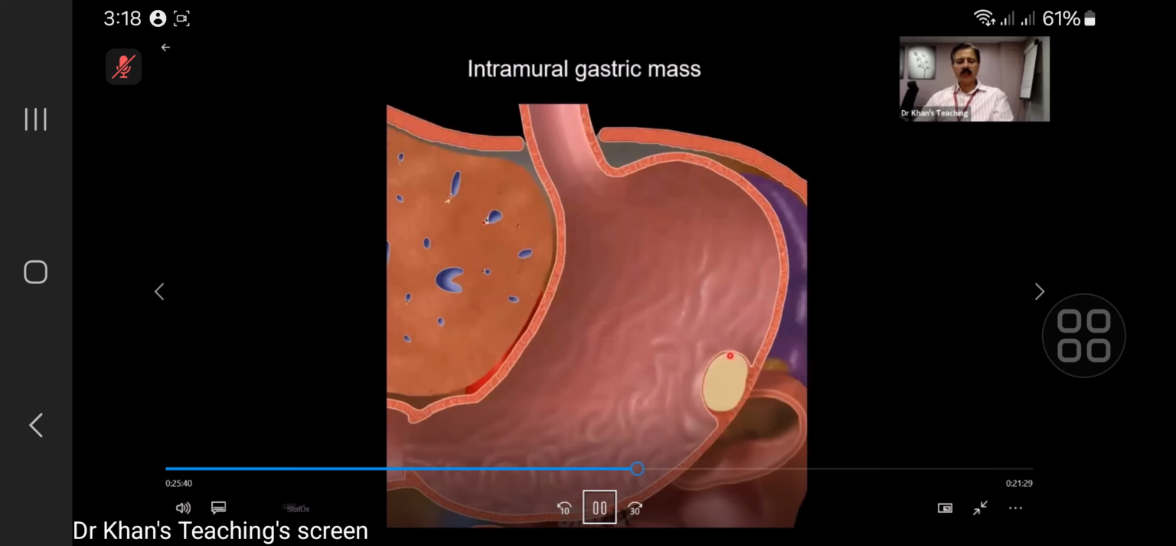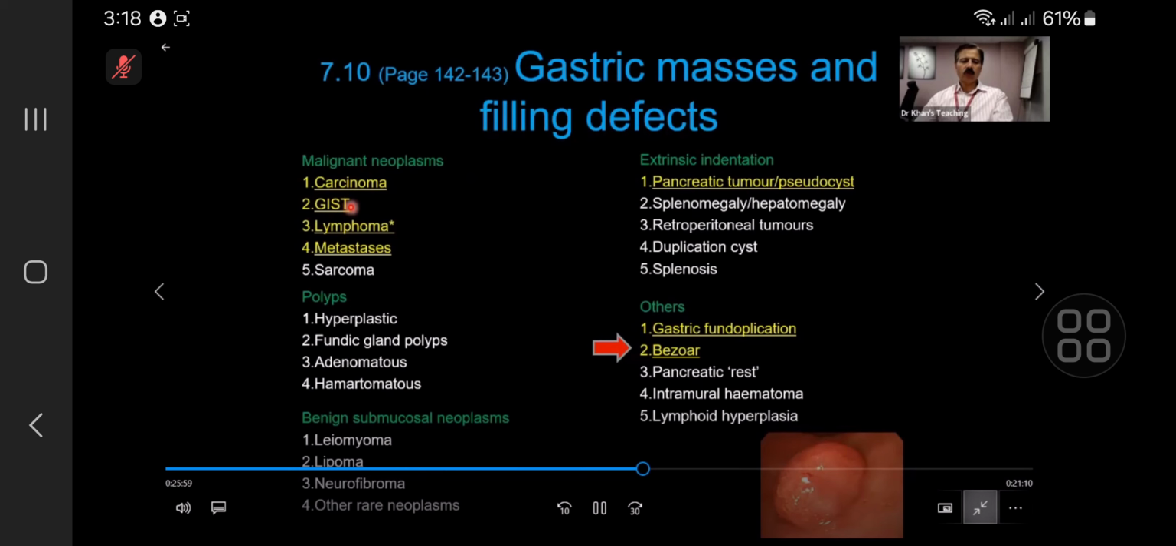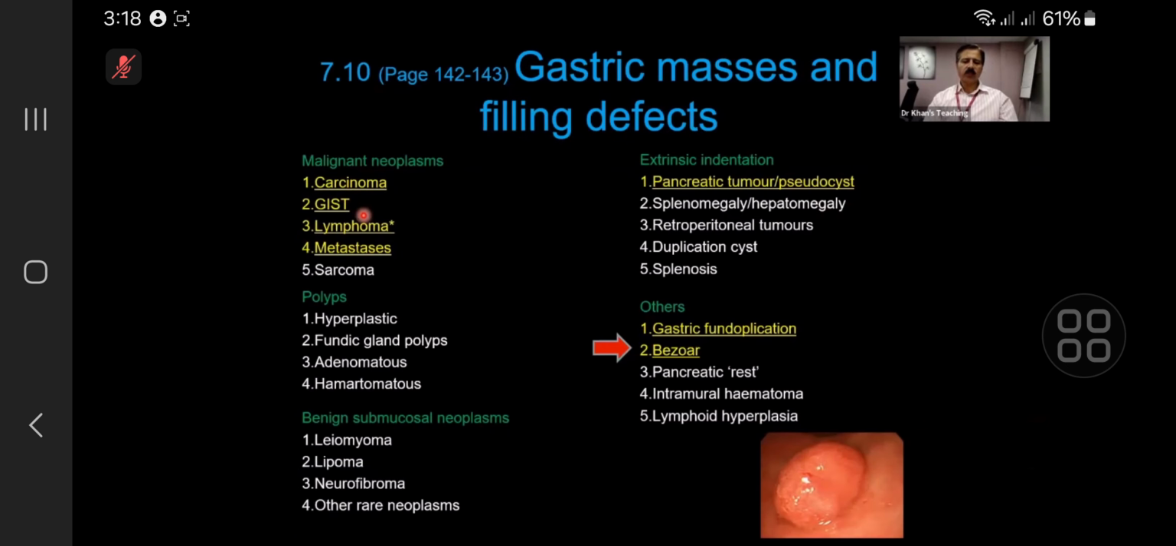GIST is a very important tumor for your exam or for your real world also, because stomach is the most common site of GIST, gastrointestinal stromal tumor. GIST can be benign and they can be malignant. By definition, not a definition, but general concept is that anything more than 5 centimeter, you should be worried about malignancy. And the classical exam case is this one. Over to you, candidate 6.